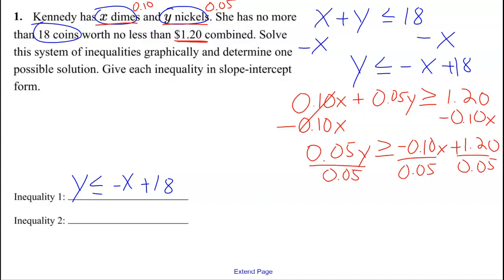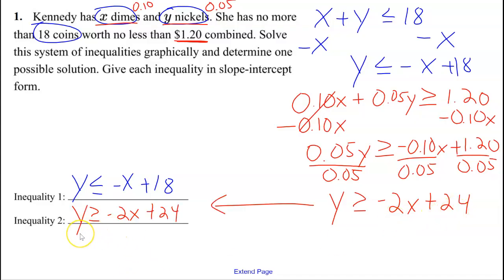Divide by 0.05 all the way across. And that's going to leave you y is greater than or equal to negative 2x plus 24. Okay, it's in slope-intercept form with negative 2 being the slope and 24 being the y-intercept. So I write that over there for inequality 2.